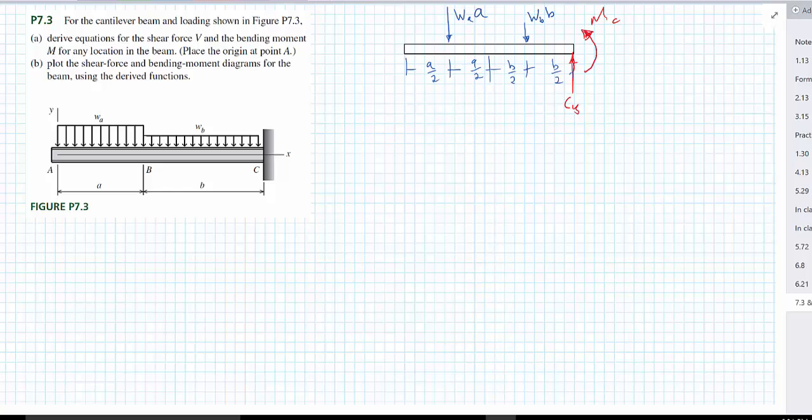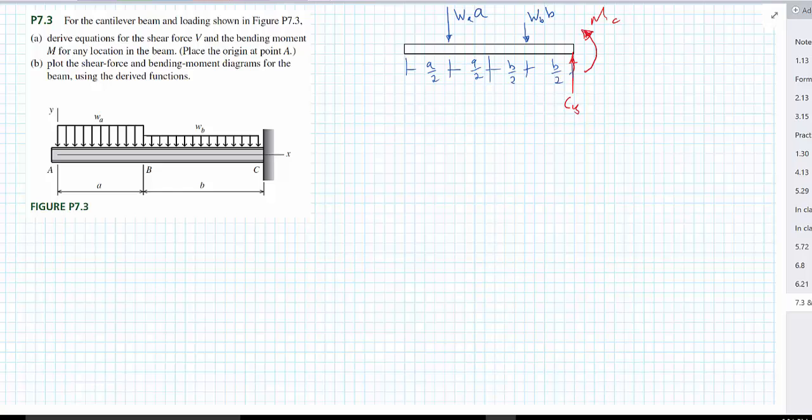So welcome to another practice problem. This is problem 7.3 out of the textbook, and it shows here for the cantilever beam and the loading, derive the equations for the shear force and bending moment for any location in the beam. It asks to place the origin at point A, and then plot the shear force and bending moment diagrams for the beam using the derived equations, or the derived functions.